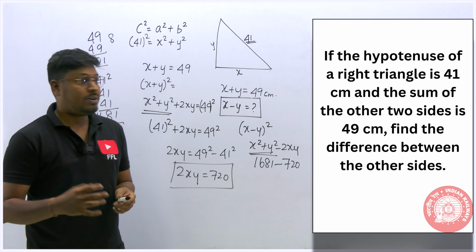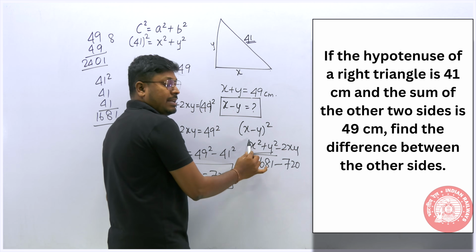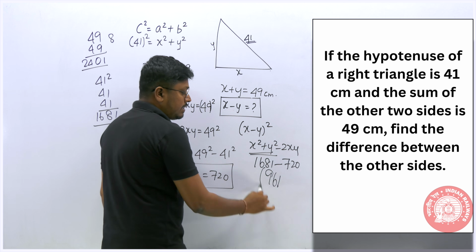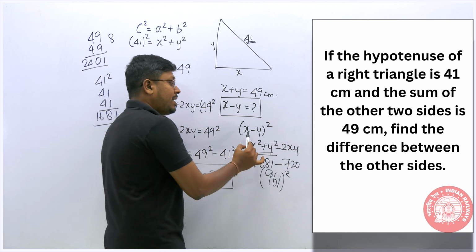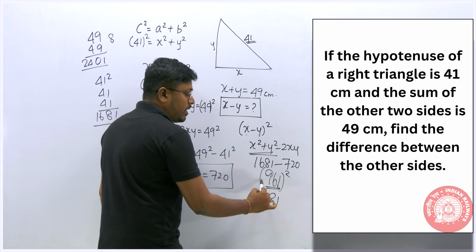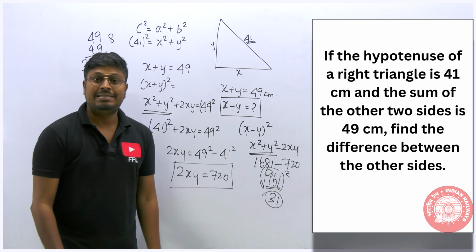So friends, understood or not? Because we need to find x minus y, but here we are squaring the number, right? So finally we get 961. Again it's a completely squared value, but our target is to get only x minus y. So x minus y will be 31, as the square root of 961 is 31. So the answer for this question is 31.